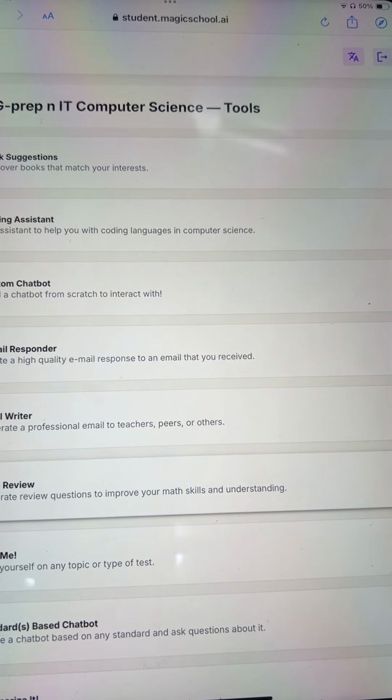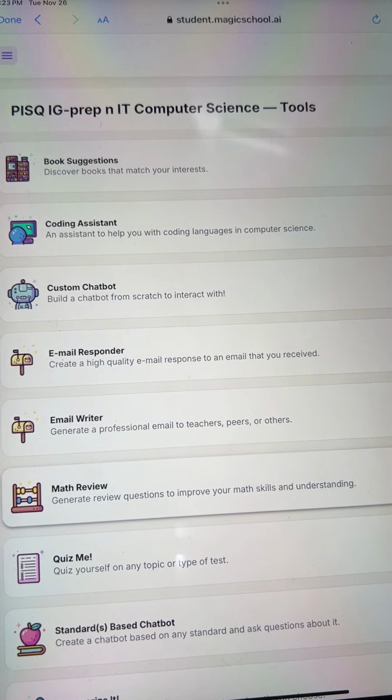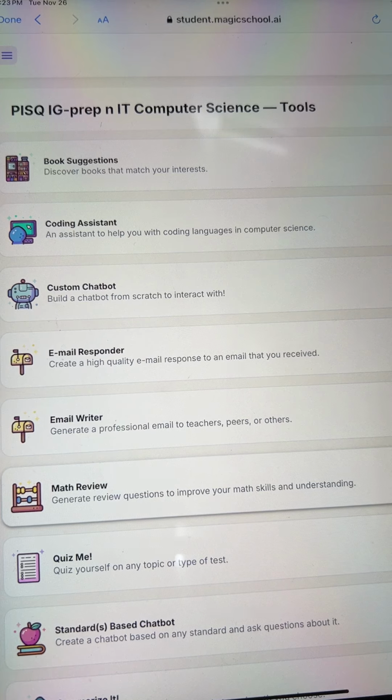Book suggestions is one of the tools that I love, because sometimes I need a book to read, specifically on computer science or other topics that need further explanation, and it gives me some suggestions. The coding assistant is going to help you with coding in your programming, like in the next paper, paper number 2. Paper number 2 has a portion where programming is optional. That is the last question, a scenario-based question, where they will give you an option to use programming code. Otherwise, if you just know the pseudocode, that's fine.